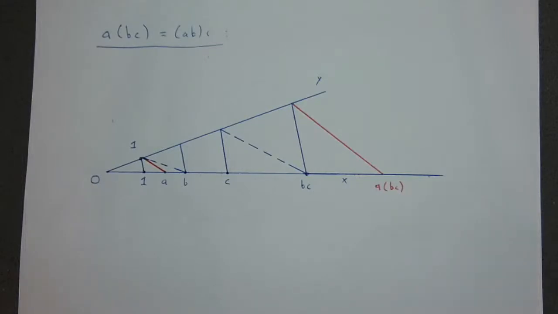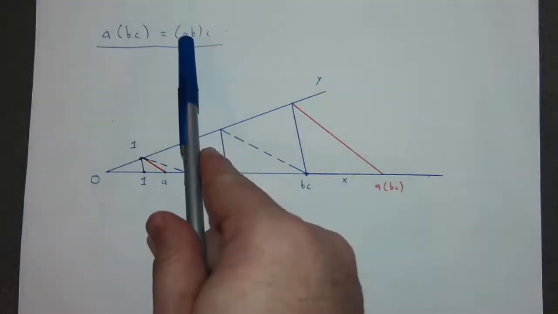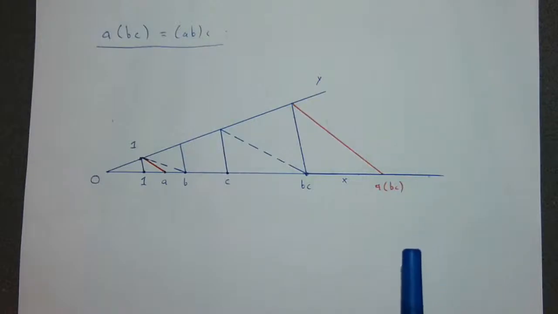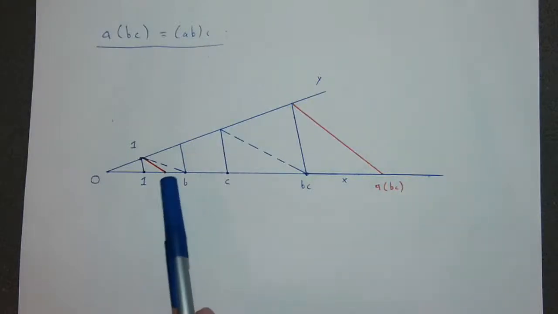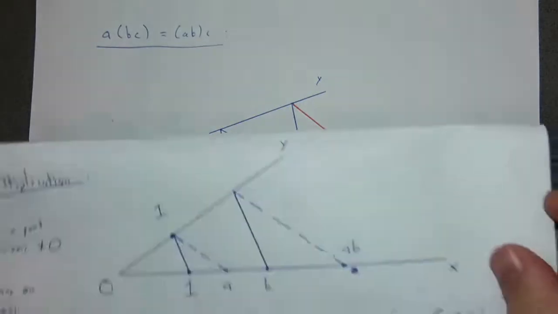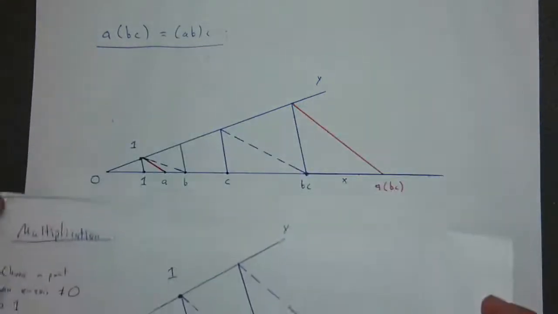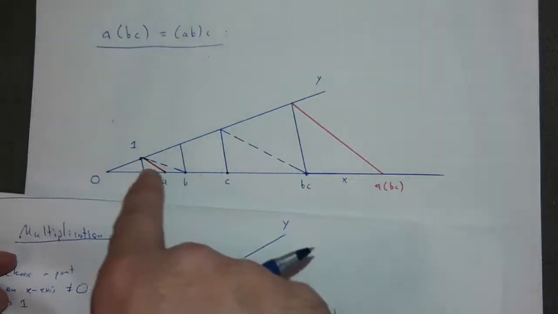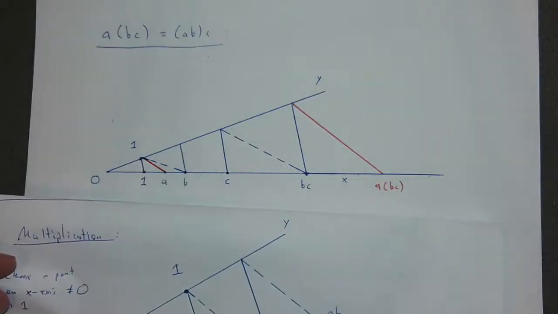Well, what do I need here? I need to construct a times b first, so let's construct a times b. So I have a and b. Constructing a times b, literally I just had that on the screen. I need a line from a to 1. I already have that. That's my solid line here.